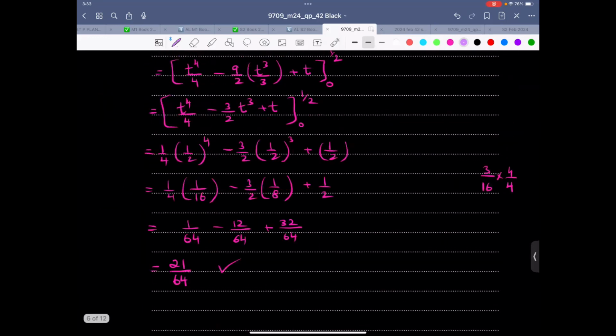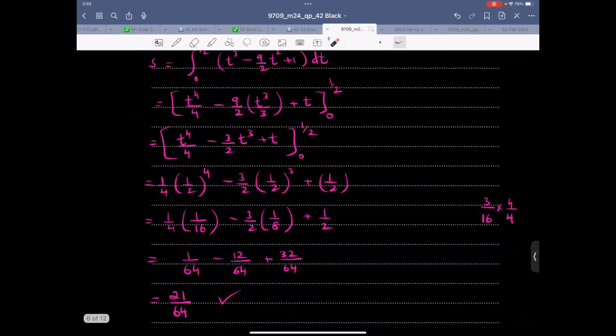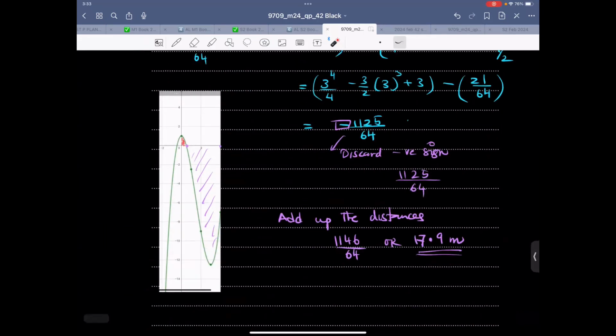So that was the special thing about this. For t less than half, the velocity is positive, and at t equals half, it's 0. That is the value when v is 0, and for t greater than half, it is negative. So that's how this particular question is completed.